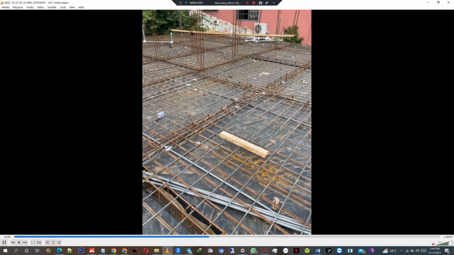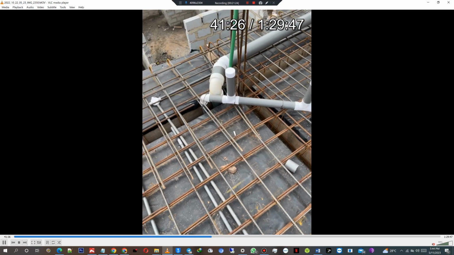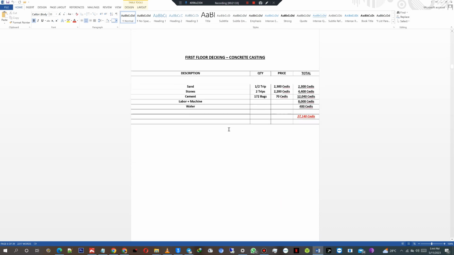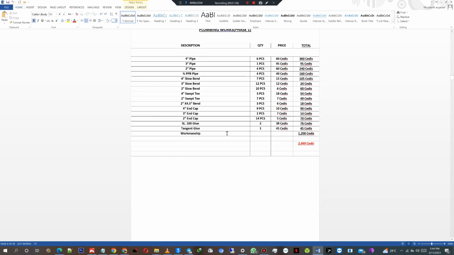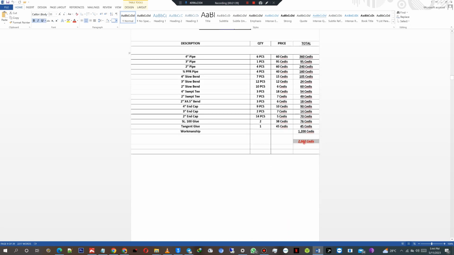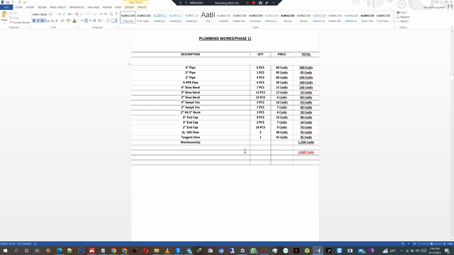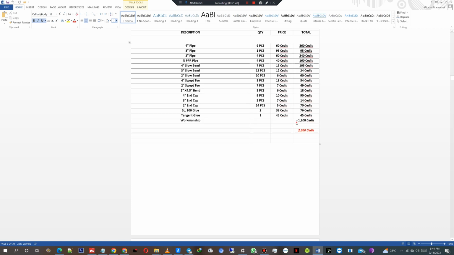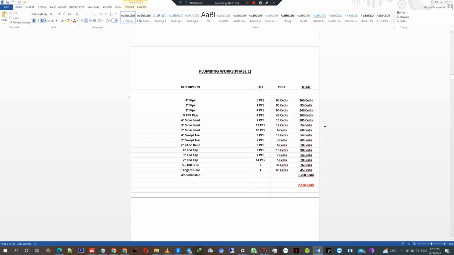Yeah, and the plumbing works too. Let me add this in the video. The plumbing works were also laid nicely and beautifully. The plumbing work cost 2,660 Ghana cedis. Actually, the material didn't cost much, but the workmanship, this guy really charges a lot. So he took all the workmanship, which is 1,200 Ghana cedis.